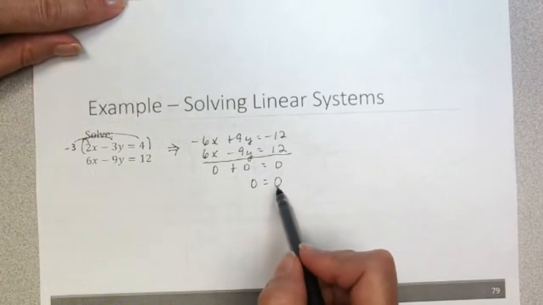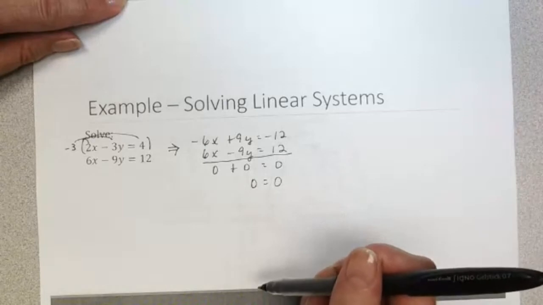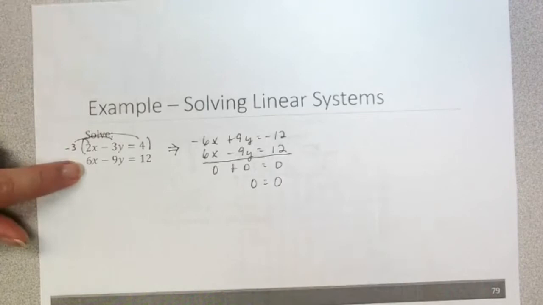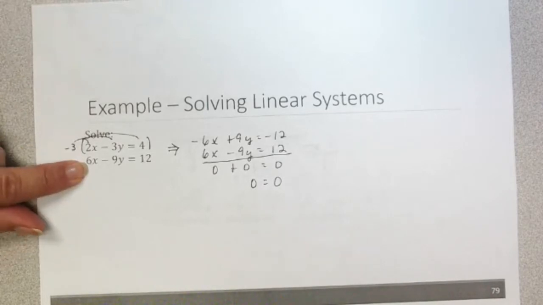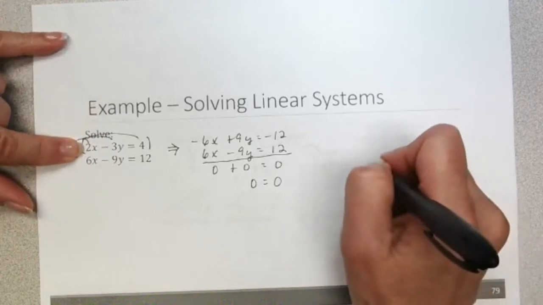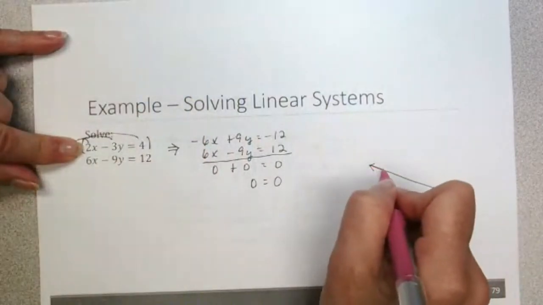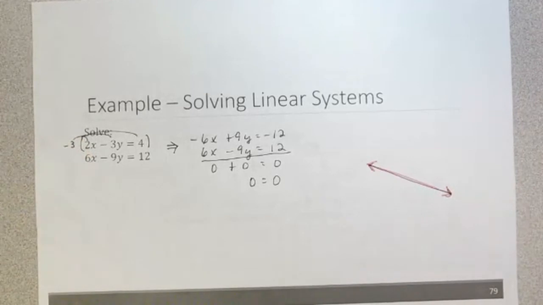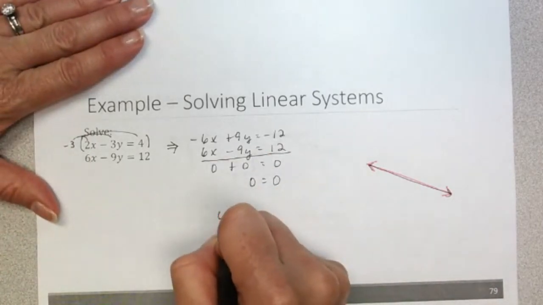Doesn't really matter what x and y are. This equation is always going to be true, no matter what values we put in there for x and y, because they add out, right? So what does that mean? That means that these are actually two versions of the same line. If we were to graph that first line, it would look something like this. If we were to graph that second line, it would be right on top of the first line. It's actually the same line. So we would say here that we have an infinite number of solutions.